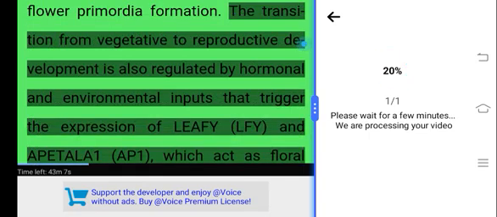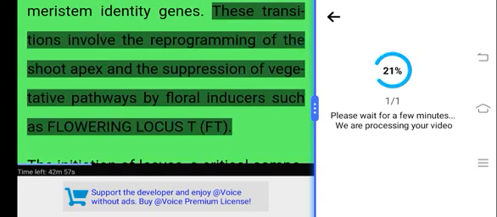The transition from vegetative to reproductive development is also regulated by hormonal and environmental inputs that trigger the expression of LEAFY, LFY, and APETALA1, AP1, which act as floral meristem identity genes. These transitions involve the reprogramming of the shoot apex and the suppression of vegetative pathways by floral inducers such as FLOWERING LOCUS T, FT.